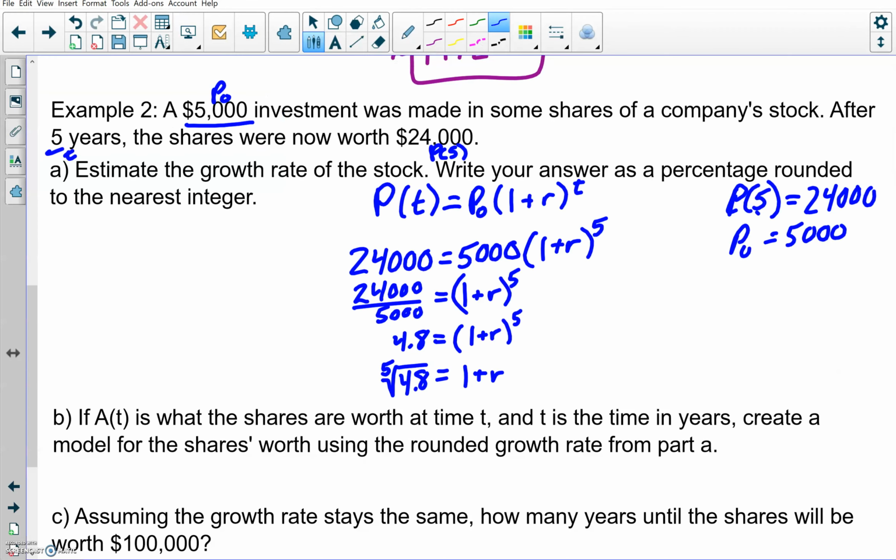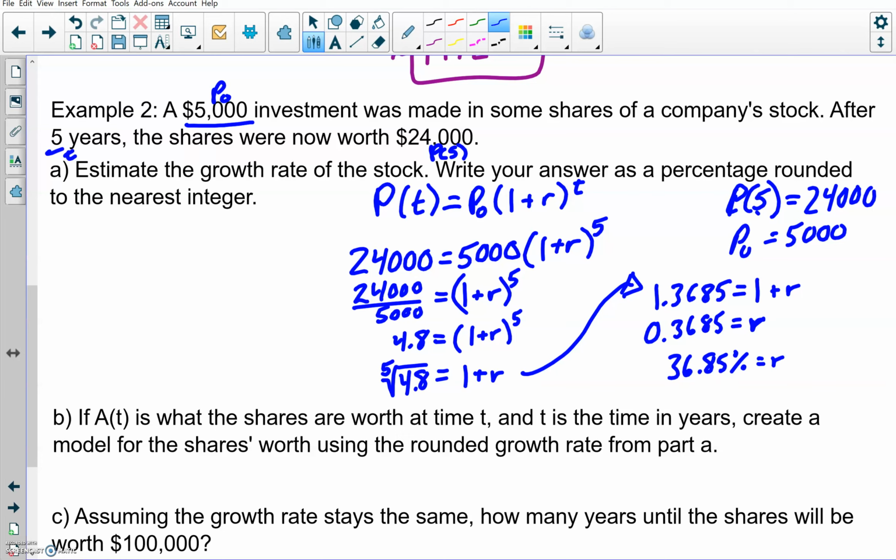So coming back over here, we will have this 1.3685 equals 1 plus r. And then I can subtract 1 from each side, and you get 0.3685 equals r. And now they want a percentage rounded to the nearest integer. So this would be 36.85% equals r, or rounded to the nearest integer would be 37%. So that's the answer they're looking for in that particular problem.